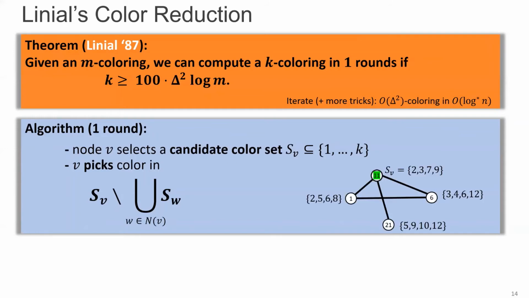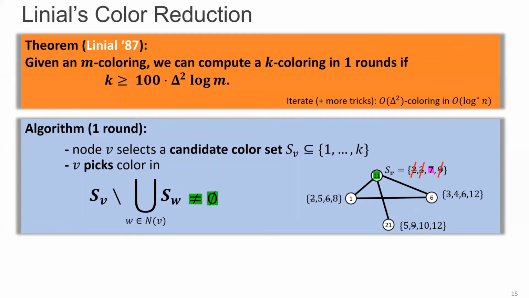So let's look at an example. This node with input color 11 picks a set of candidate output colors 2, 3, 7, and 9. And all the other nodes also pick some set of candidate colors. Now it gets rid of all the colors in its candidate list that are also candidates of some other neighbor. And here, color 7 remains.